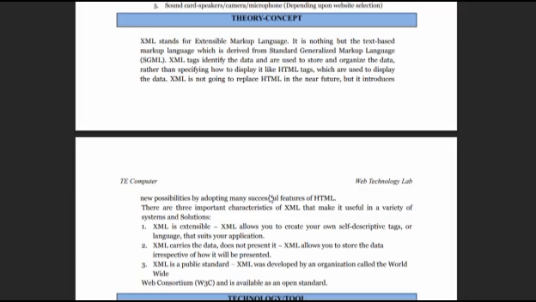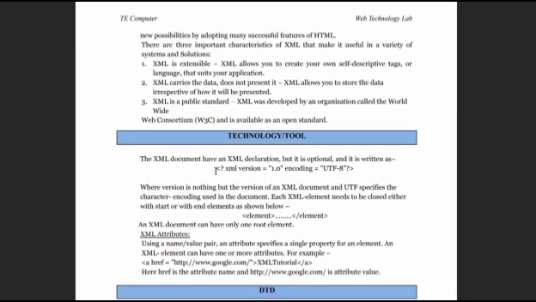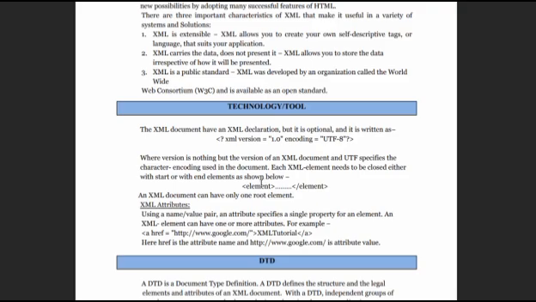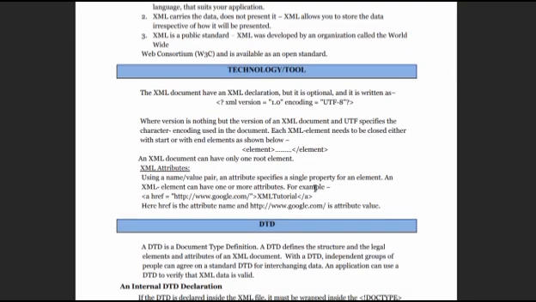So each element in XML has an opening and closing tag, and there must be one root element. You can also see here we have written the XML version, which is 1.0, and the encoding of that page is UTF-8. You can create your own tags like this element. You can give any name to the element. You can create one or more attributes in XML.